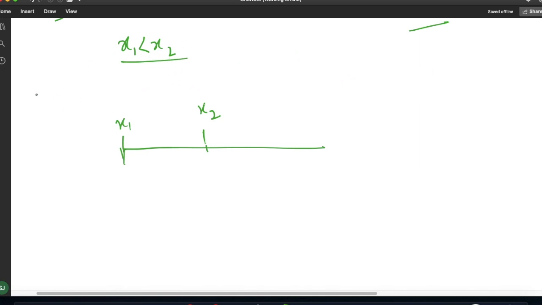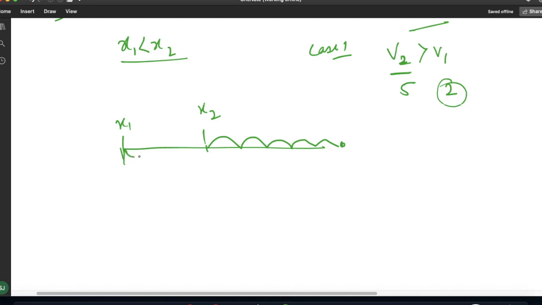Now let us take case wise. Suppose case 1, suppose v2 is greater than v1, means the jumping meter for kangaroo 2 is greater than v1. Suppose for example this is 5 and it can jump only 2 at a time. If it jumps 5, it reaches here, but for v1 it is 2, so it will jump only 2. You can see here they will never meet.